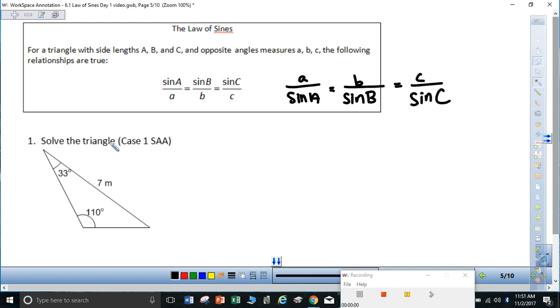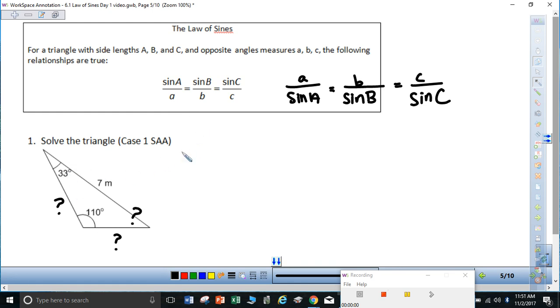Okay, so to solve the triangle, remember solving a triangle means that we're trying to find the missing sides and the missing angle, or angles if there's more than one. Okay, so this is a first case: side, angle, angle. So this is the side that we're given, the angle next to it, and then the angle next to that. So we can use the law of sines to solve this situation.